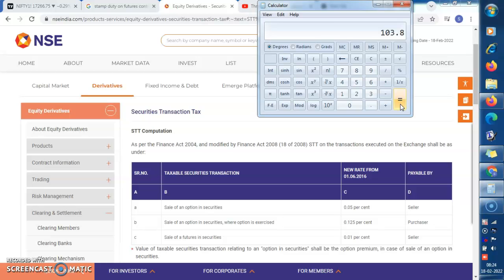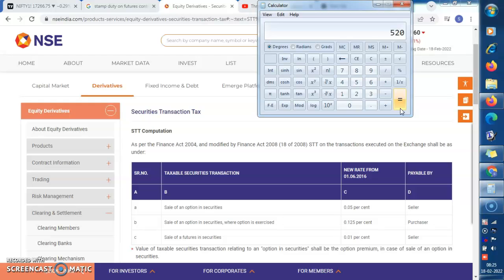That will be my intraday charge for one transaction, one buy and one sell, or one sell and one buy. Now if I do 5 such transactions, that will cost me around 520 rupees for 5 intraday trades. Now what is the significance of this?